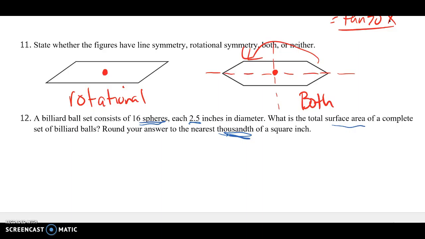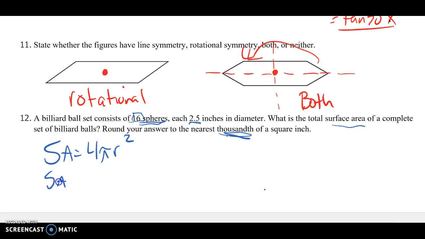All right, so we want to find the surface area of these guys. I'm just going to write surface area like this. So we're talking about spheres. The surface area of a sphere is 4 pi r squared, and that's just the formula for surface area of a sphere. So it wants us to find the surface area of the complete set of billiard balls. First we'll find the surface area of one using the diameter given here, and then because there's 16 of them, we'll multiply that answer times 16.